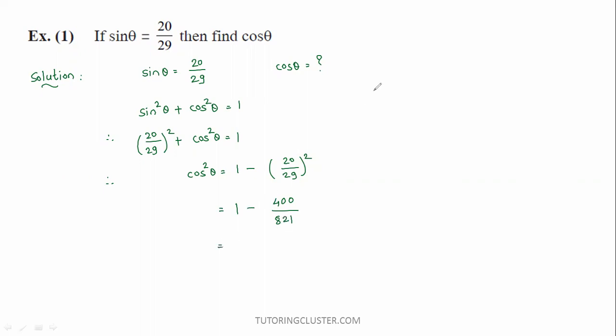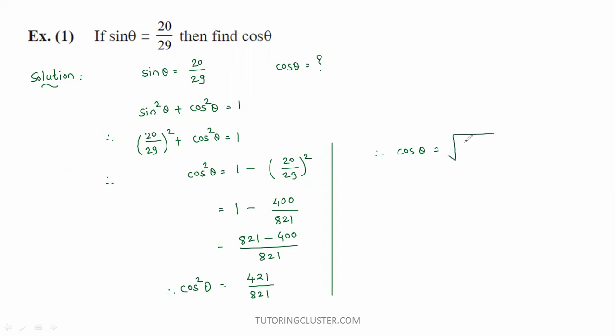So let us do the cross multiplication now. 1 into 841, 841 minus 400 divided by 841. So this will be equal to 441 divided by 841. This is equal to cos square theta. Therefore, if you take square root on both sides, what are you going to get? On taking square root, the square root of cos square theta will be cos theta, which will be equal to square root of 441 divided by 841.